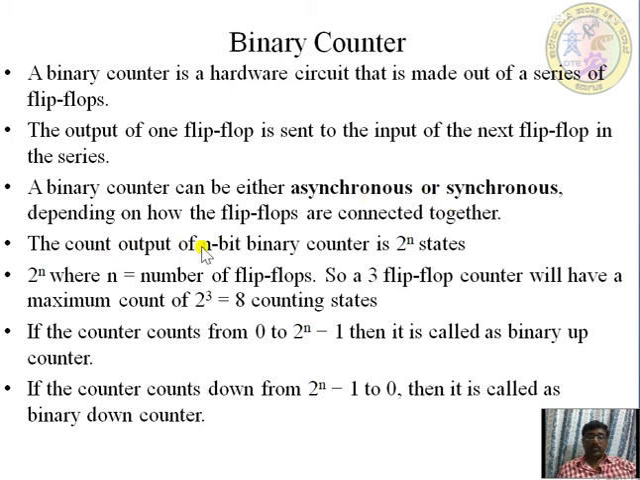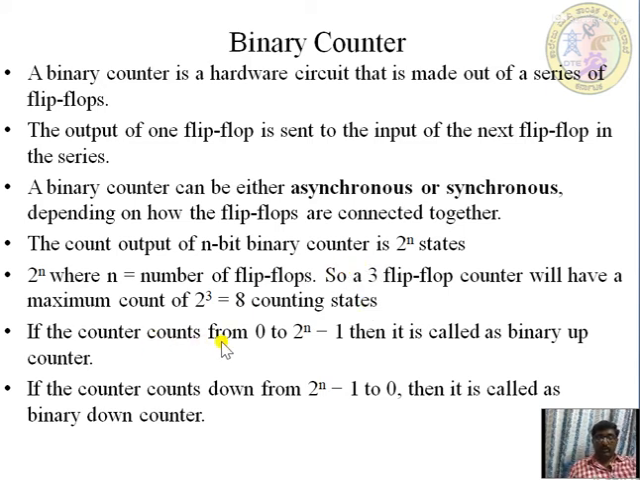The count output of an n-bit binary counter is 2 raised to n states, where n is the number of flip-flops. So a 3 flip-flop counter will have a maximum count of 2 cubed, equal to 8 counting states. Depending on the number of flip-flops, we mention how many counting states there are.